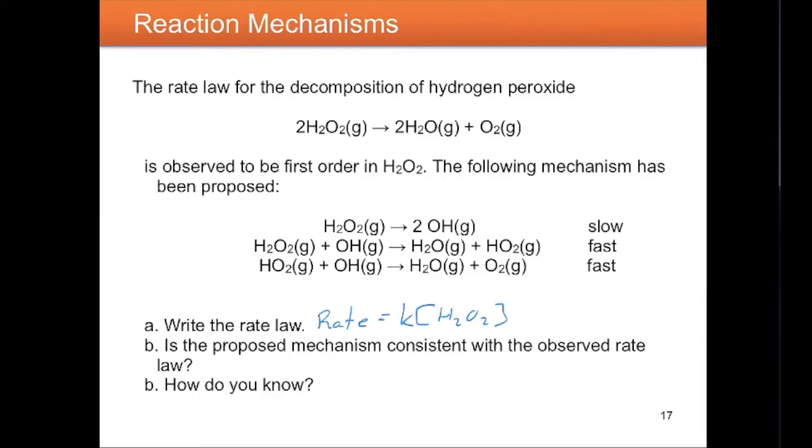Is the proposed mechanism consistent with the observed rate law? In the question, we're given the fact that the observed rate law is first order in H2O2. Our rate law that we determined from the reaction mechanism matches. It's also first order with respect to H2O2. And that answers C. Right? How do you know? Because they're both first order.